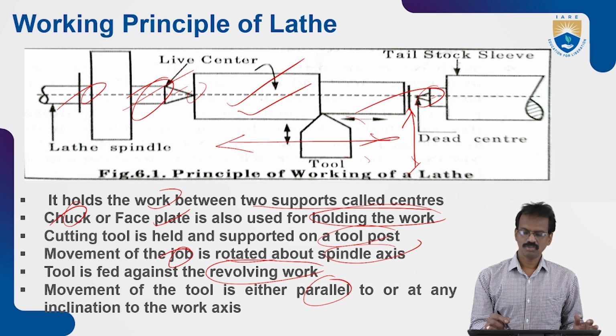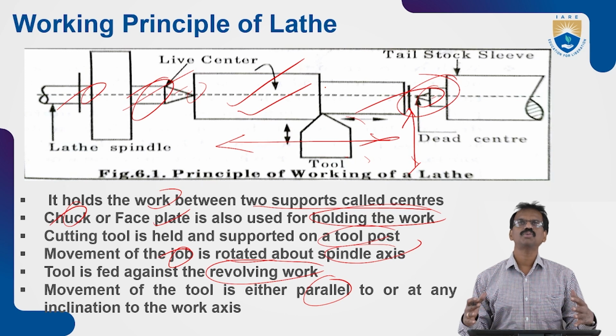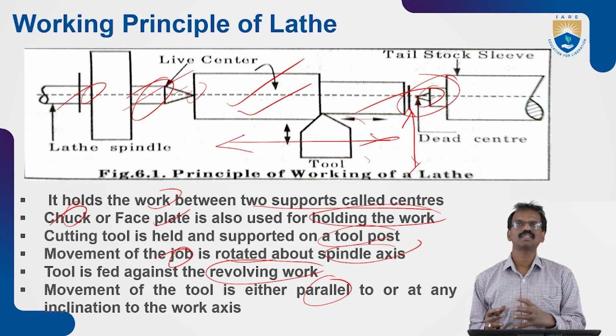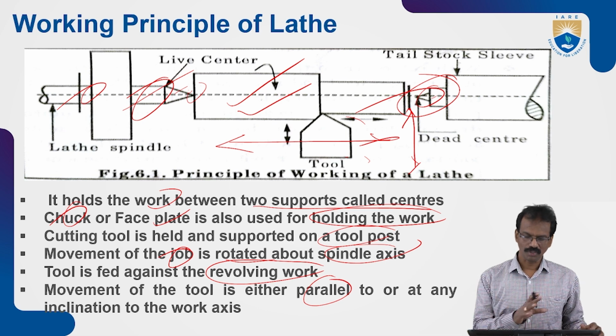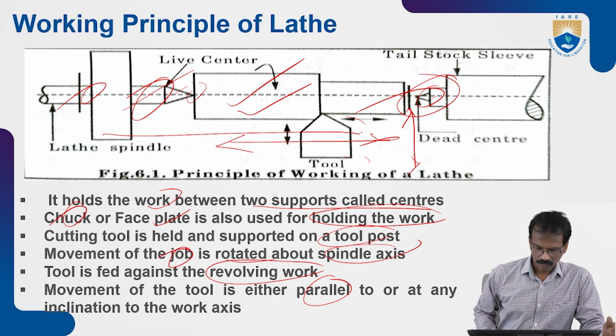So the dead center only gives the support to the workpiece. So in between these two centers, the workpiece will be held rigidly, positioned rigidly. So the tool is fed against this rotating workpiece to perform the machining operation. This is the working principle of the lathe.